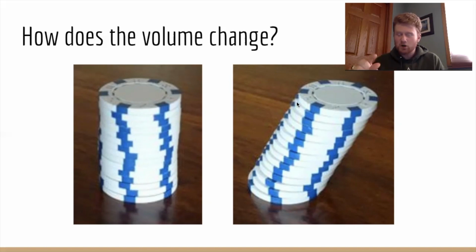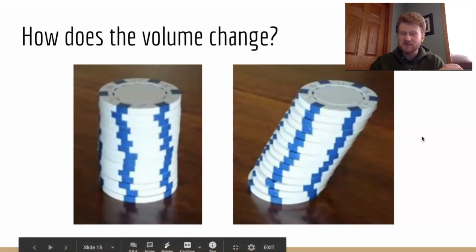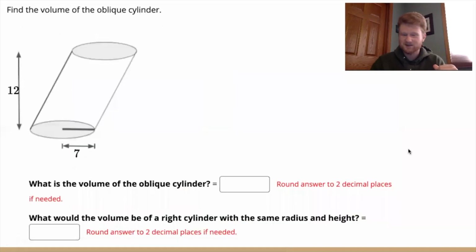But let's imagine these poker chips were thinner and thinner and thinner. Eventually, if we shifted it to the side, that little step would be smaller and smaller and smaller until eventually it would go to zero. And so actually the volume does not change at all, even if we shift, which is pretty interesting. So we can solve it in a very straightforward manner in this problem. This is the final problem from that assignment.